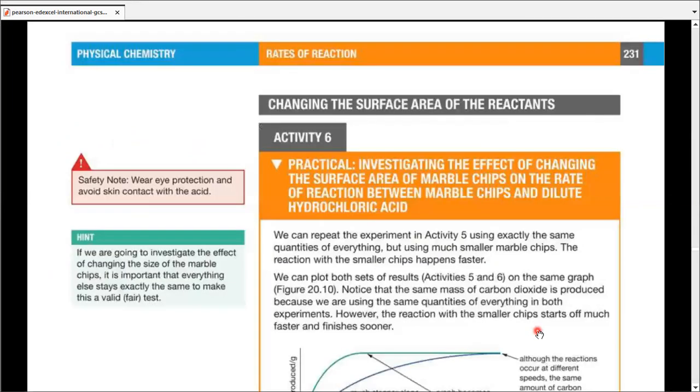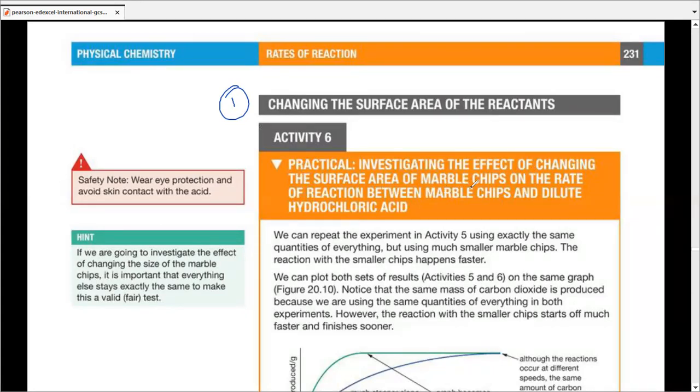Now, let's clear it up. Let's move forward. Now, let's talk about a few factors that can change the rate of reaction for us. This is the first factor that we are going to begin with. Surface area of reactants. If you change the surface area of reactants, does the rate or speed of reaction change? Whether the reaction becomes faster or slower, we have an entire activity number 6 to prove that. So in this practical, we're going to investigate the effect of changing the surface area.